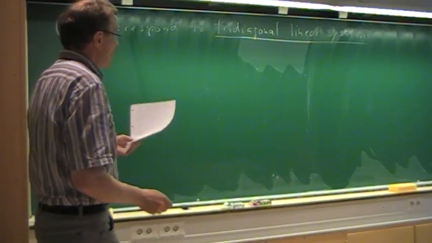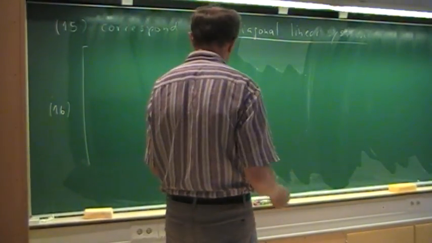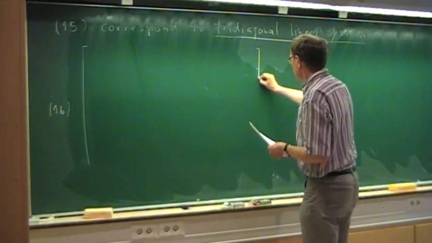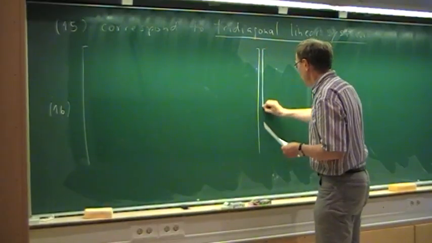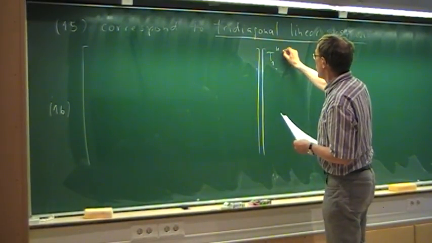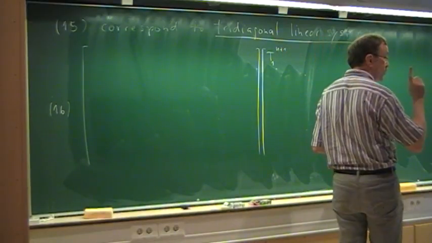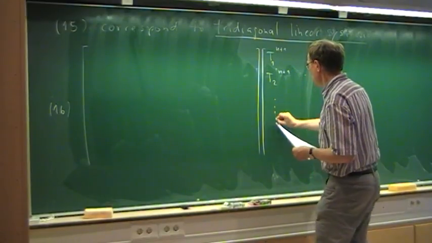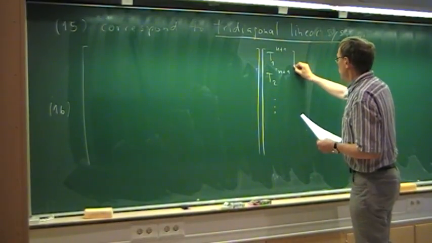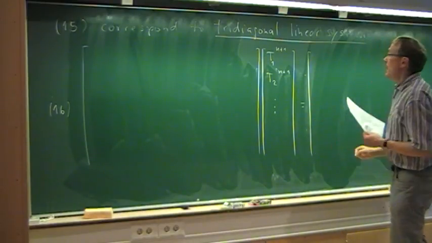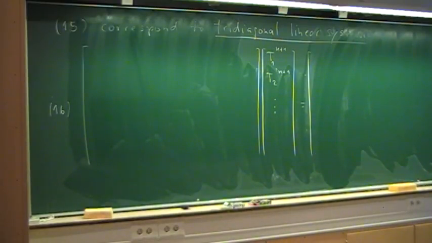So then we start collecting what we have and getting that into matrix form. So here we will try to define a matrix. Here we will have our vector of unknowns, and that will start with a T1 n plus 1. That is our first one. The next one is T2 n plus 1, and so on. We will add them as we work on, and on the right hand side we will have the right hand side of the linear system.